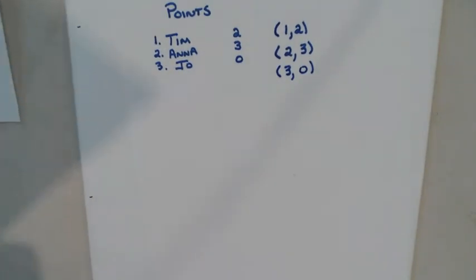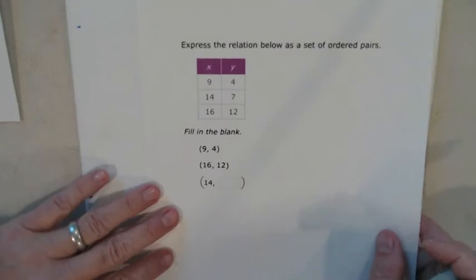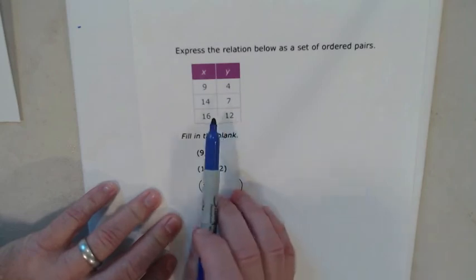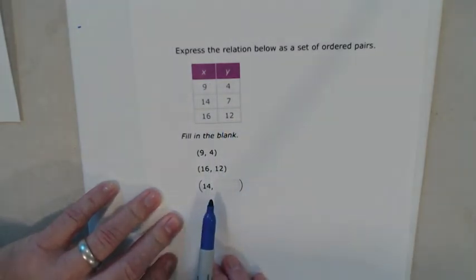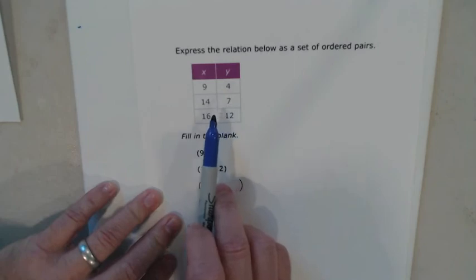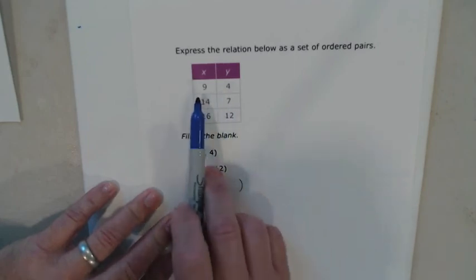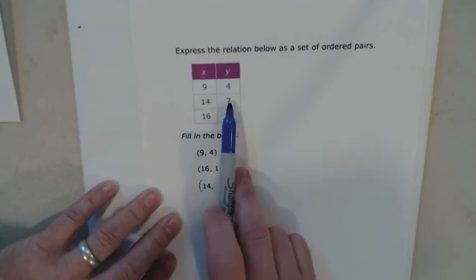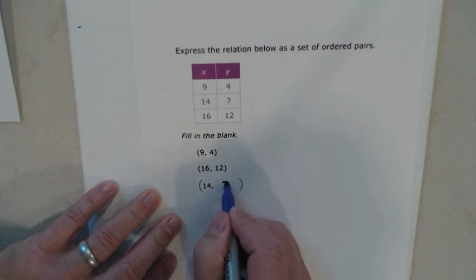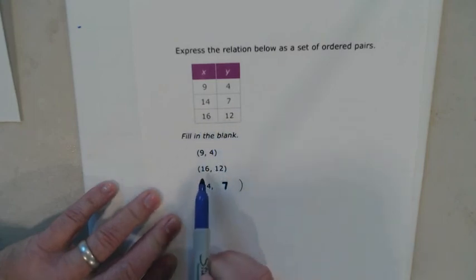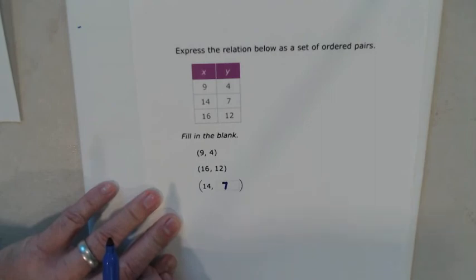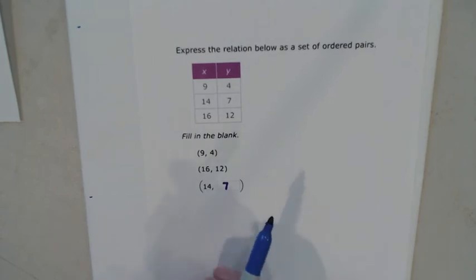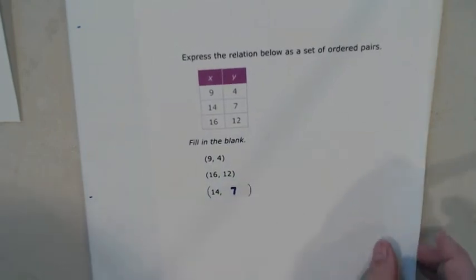Here's how they will present the information, like this. Express each relation below as a set of ordered pairs. They're going to have you take something that's written in a table and simply change it into points, or take something that's in a table and put it on a graph. 9 goes with 4. 14 goes with 7. And 16 goes with 12. Like that right there. So they're going to give you either a table, graph, or points, and you're going to have to convert it into one of the other ways of representing the relationship.